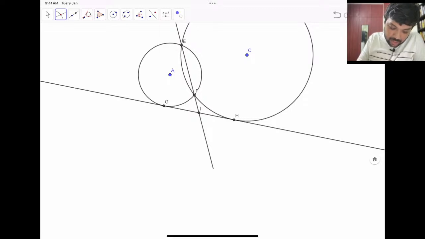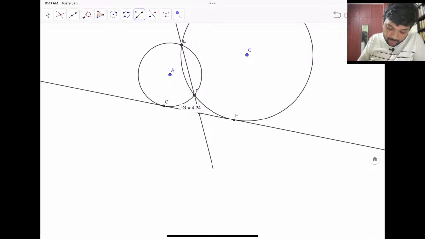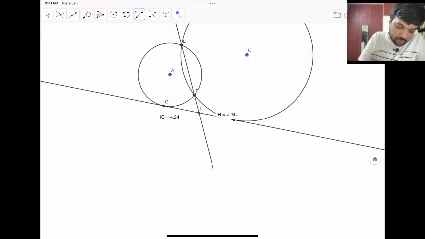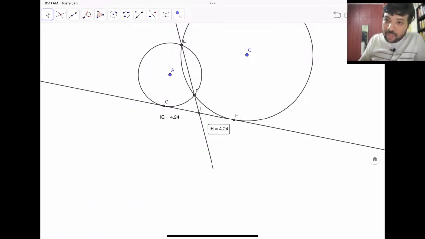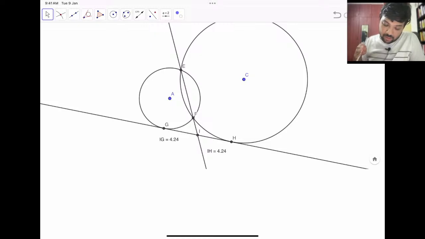Let's compute the distance from I to G. IG is 4.24, and let's compute the distance from I to H. It's also 4.24, as you can see, because you can also draw the midpoint and check. So it's really useful and worthy to memorize that the radical axis always bisects the common tangent. Great, right?